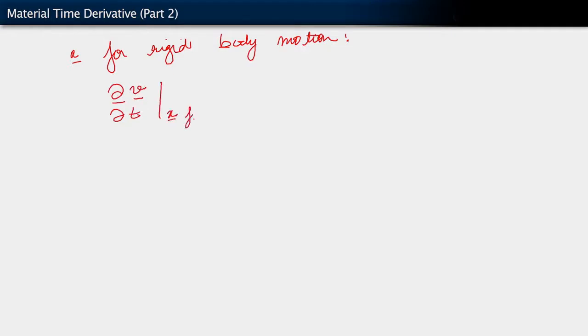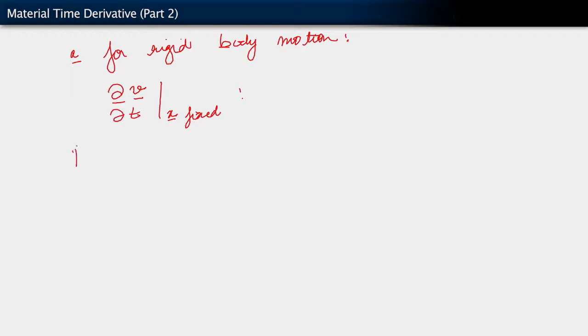If this is what we have, how can we apply this? Right? Can we apply this to what we just saw for rigid motion? It's fairly easy now. A, for rigid body motion. Okay? Let's calculate this first. The partial time derivative of little v, okay, holding little x fixed. Okay.